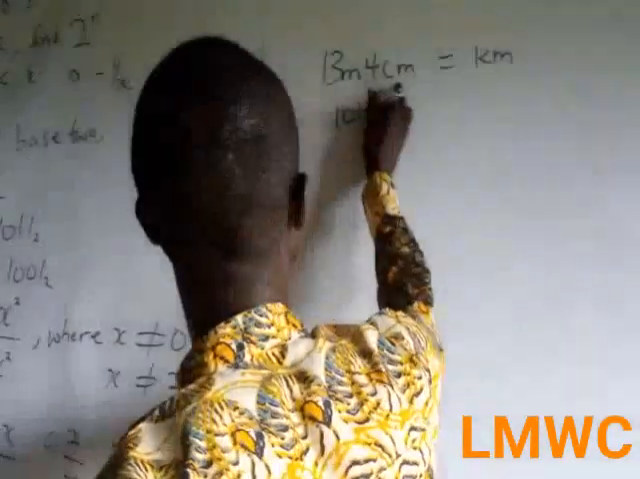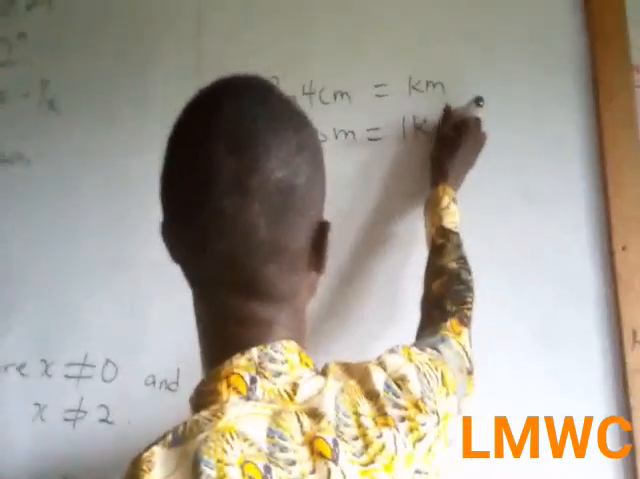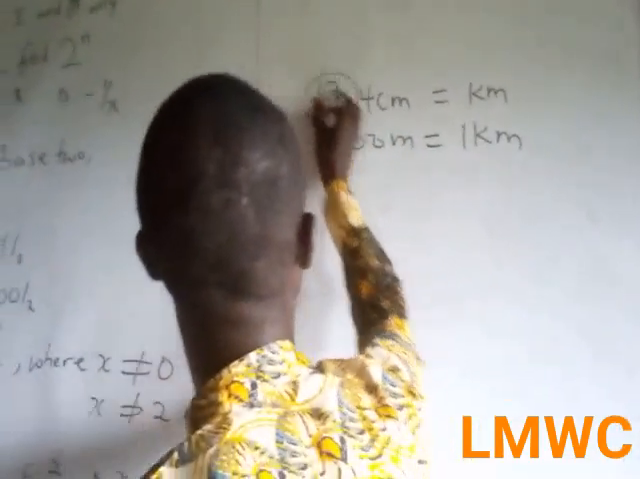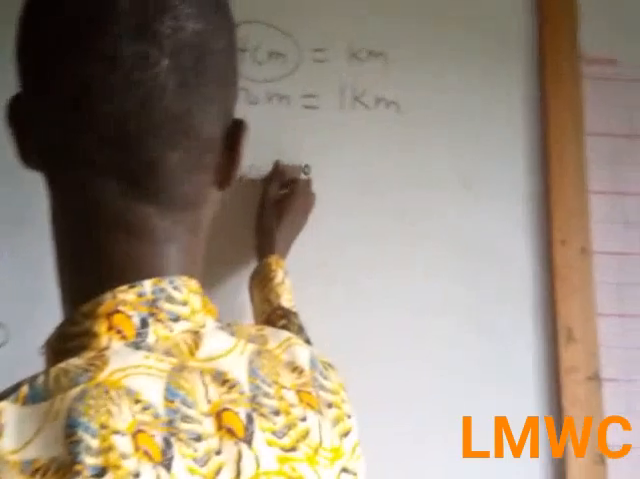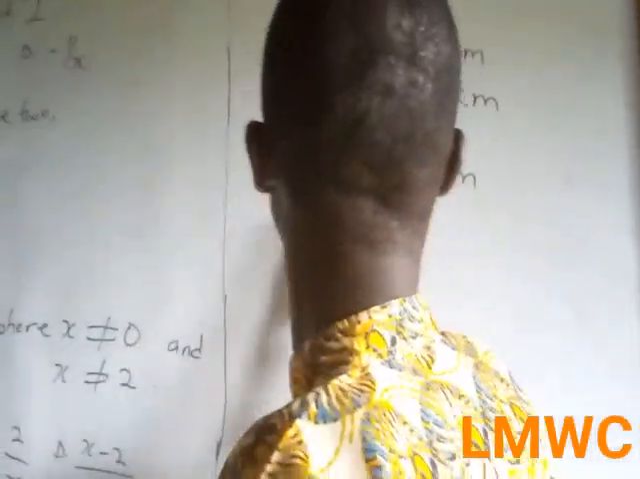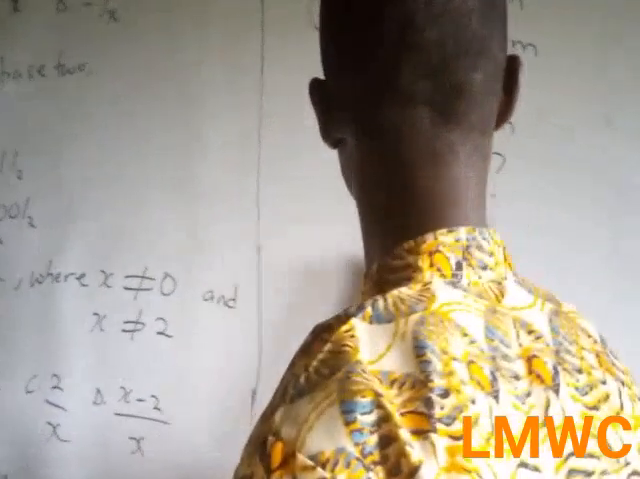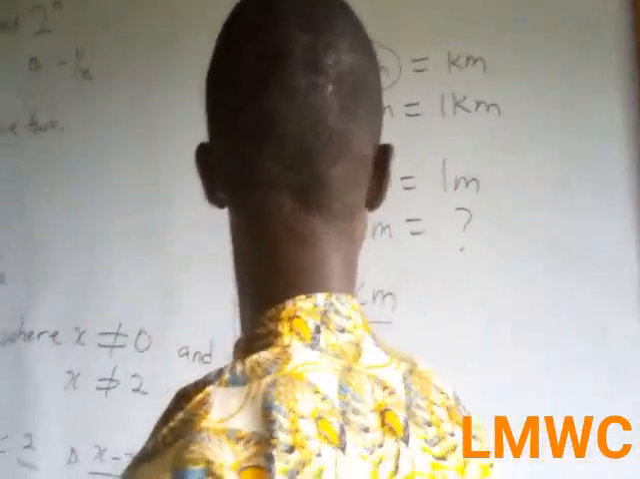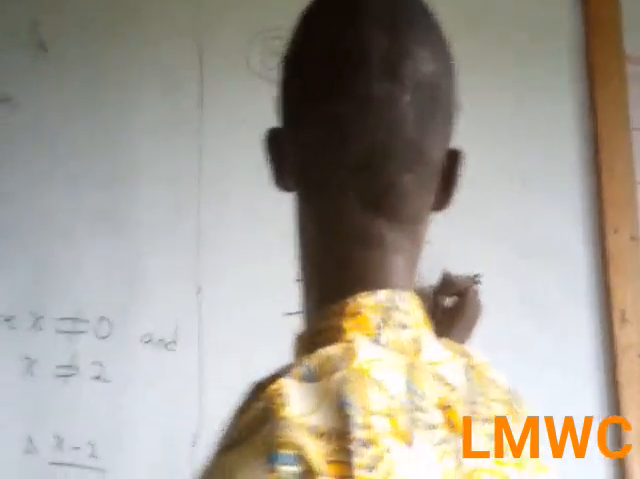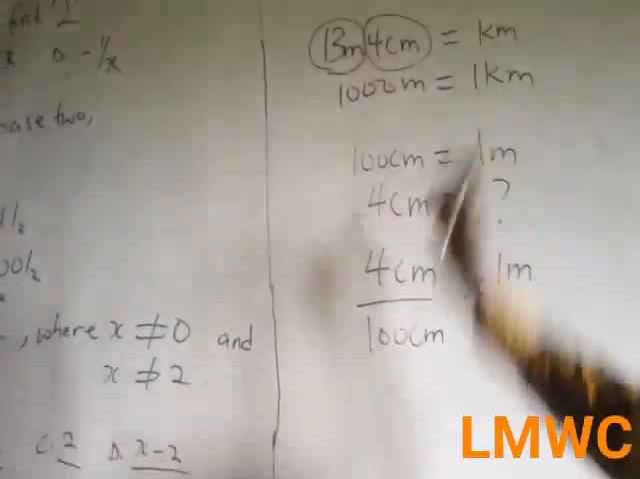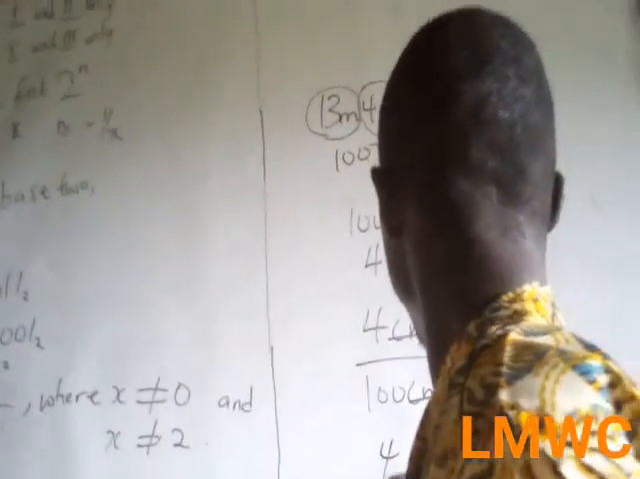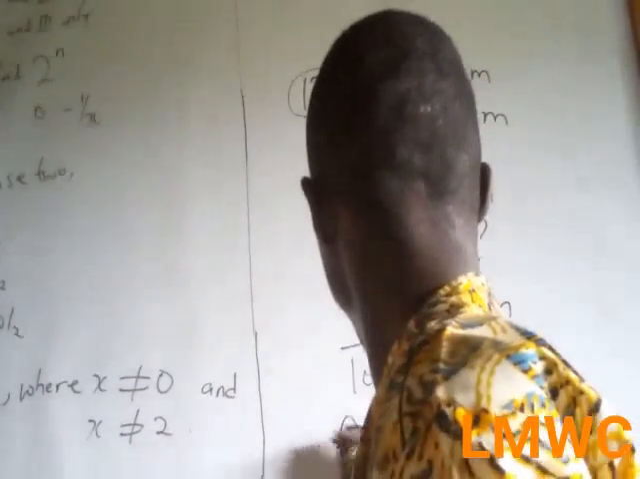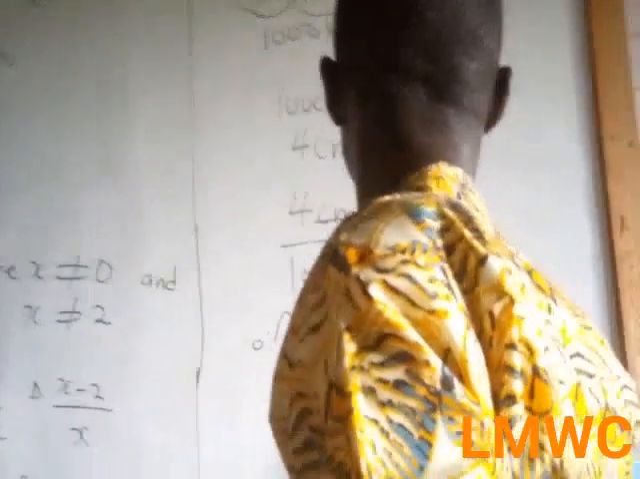So we know 1000 meters is equal to 1 kilometer. But this one is already in meters. We must change this to meters. And to change this to meters, we know 100 centimeters is equal to 1 meter. So what is 4 centimeters? You don't know. So it becomes 4 centimeters over 100 centimeters times 1 meter. So you change the centimeters to meters. This will cancel this. So 4 over 100, you move 2 decimal places. So we have 0.04 meters.